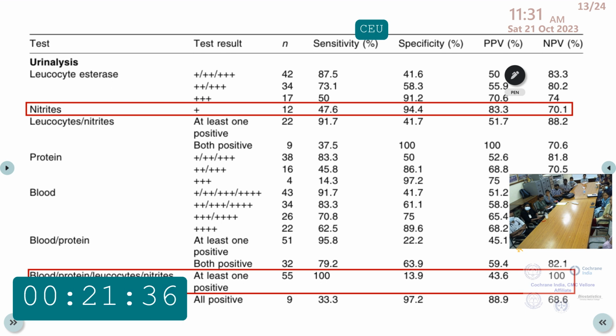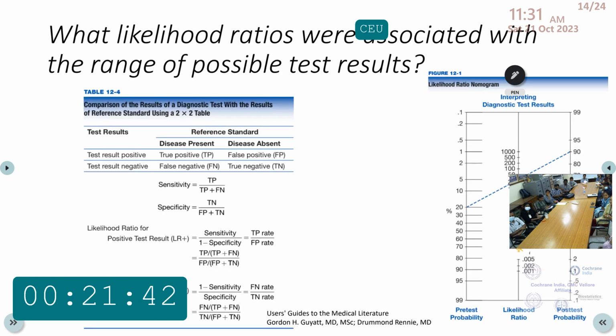Now the sensitivity and specificity are calculated based on how many truly had the disease and how many tested positive. To understand this, let's go to this slide. This is again from the JAMA Users' Guide to the Medical Literature, just for us to understand what sensitivity means.